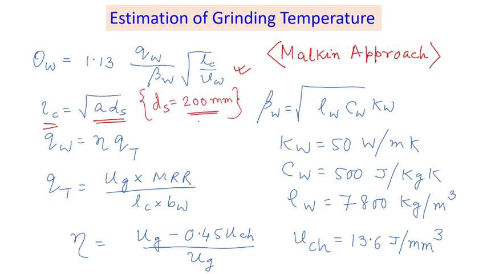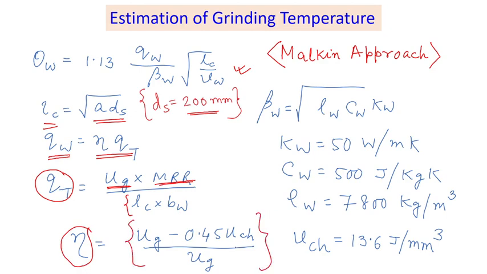ds is 200 millimeter. QW is the amount of heat flux entering the workpiece, which can be calculated by this, where QT is the total heat flux, which is equal to specific grinding energy into material removal rate divided by contact area. Eta is the percentage of heat which is entering the workpiece, so this is the proposition of Malkin. So this is UG minus 0.45 UCH by UG. UCH is nothing but the specific energy required for chip formation, which is for steel 13.6 joule per millimeter cube.